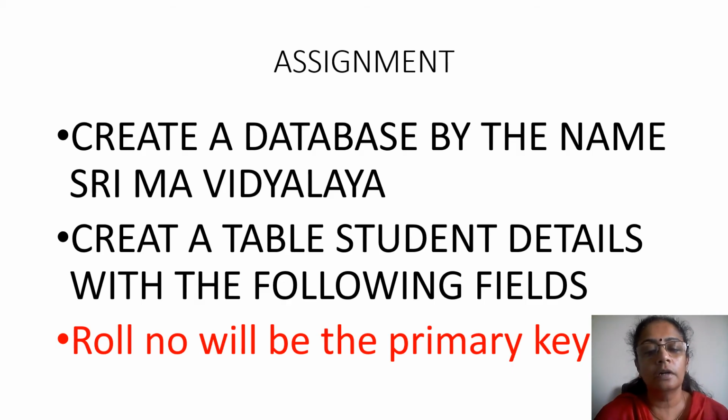After going through the previous slides, we will now be aware of how to create a database and how to create a table. Now the assignment which you are going to do is, once you have downloaded both the softwares and you are ready to work with the application, you are going to create an assignment in the same way. You are going to create a database called Shrima Vidyalaya, and you are going to create a table with the following details. Now in this table, roll number is going to be the primary key. The primary key that you are going to set is roll number. The method of doing it is exactly the same as I explained to you in the practical video.